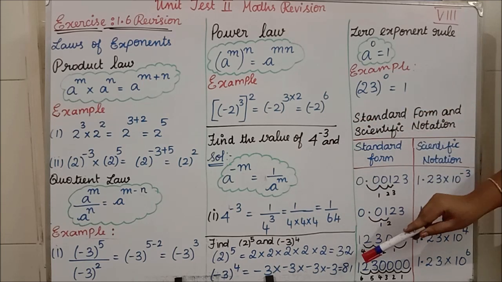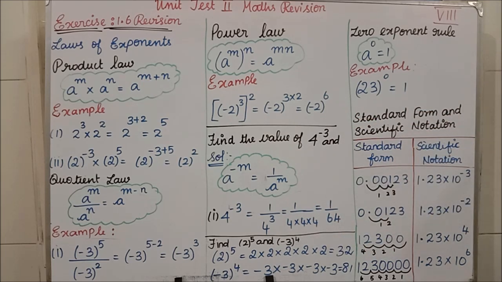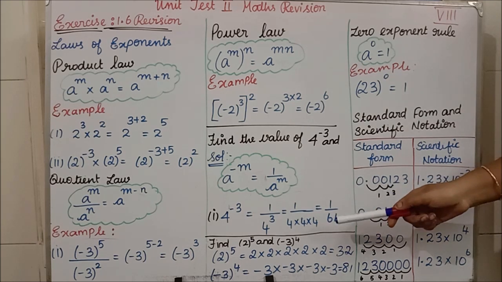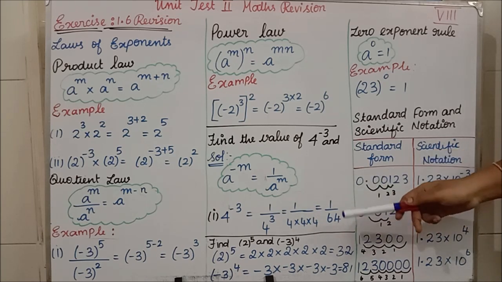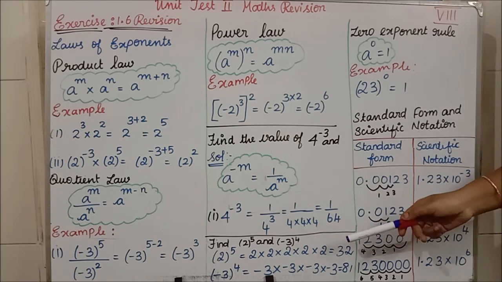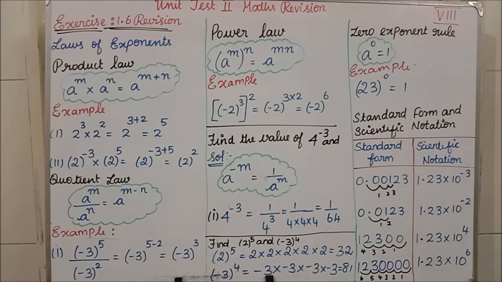Next, find the value of 2 power 5 and minus 3 power 4. 2 power 5 means what? How many times will you multiply 2? 5 times we have to multiply the 2. See, I have written 2 into 2 into 2 into 2 into 2. So 2 2s are 4, 4 2s are 8, 8 2s are 16, 16 2s are 32. Clear?